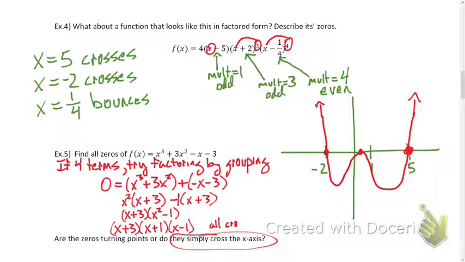Oh, I didn't actually write down my zeros, did I? X equals -3, 1, and -1. All cross the x-axis. All right, let's try one more and we'll call it a day.